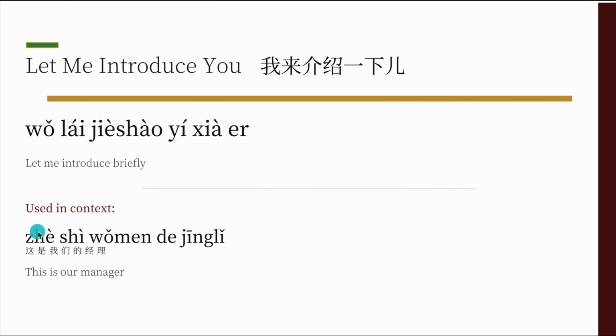And then we'll now go on to say, this is our manager. We've learned how to say this is, and then 经理 is manager, we already did that. So 这是我们的经理。So all together, 我来介绍一下，这是我们的经理。Can you read both together?